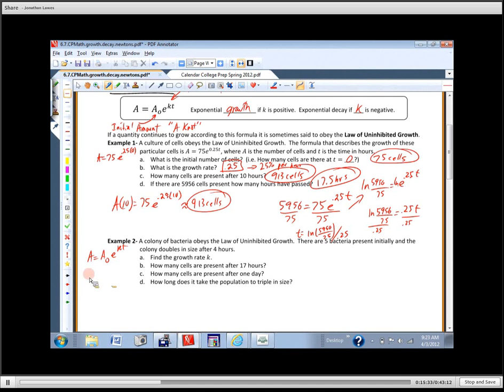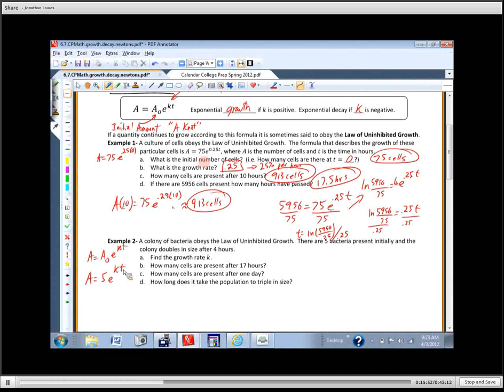So here's the formula we're working with so far. It's going to be 5 e to the k times t. Now, in order to be able to do this problem, compare this with what they gave us in example 1. They gave us 75 and they gave us 0.25. They gave us the k. They gave us the growth rate. They didn't give us that here, so we have to find k first.